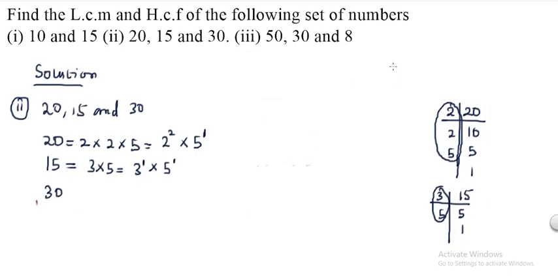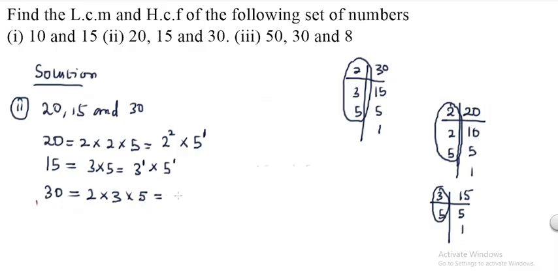So for 30, let me create another table here. The smallest number that can go into 30 here is 2. 30 divided by 2 is 15. The smallest number that can go into 15 here is 3. So I have 5 here. The smallest number that can go into 5 here is 5. So I have 1 here. Now pick all the numbers here. So I have this as equal to 2 times 3 times 5. This is equal to 2 to the power of 1 times 3 to the power of 1 times 5 to the power of 1.